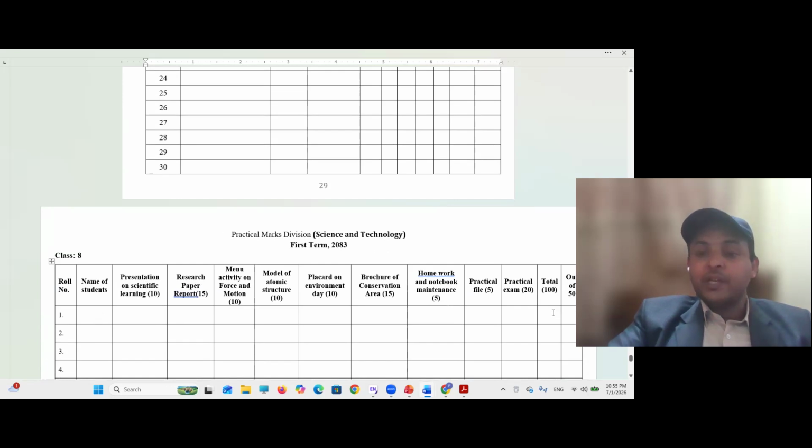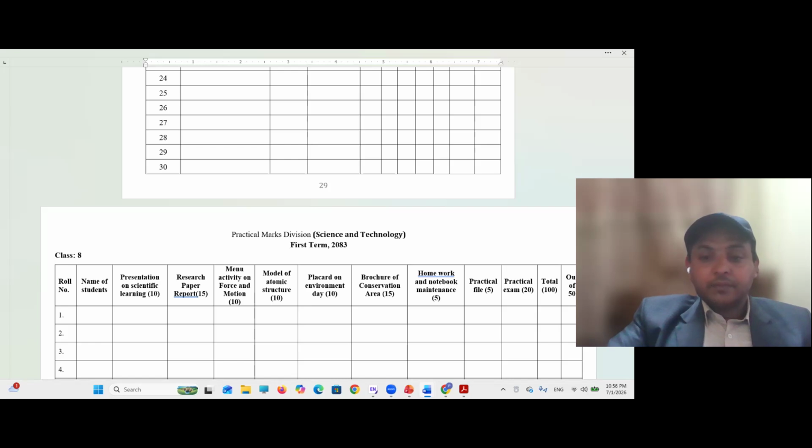And as required, if we need out of 50 or 45, we can convert it into the required full marks. In this way, I have prepared one internal practical marks division, internal evaluation division. This makes the evaluation of the students more scientific and logical.